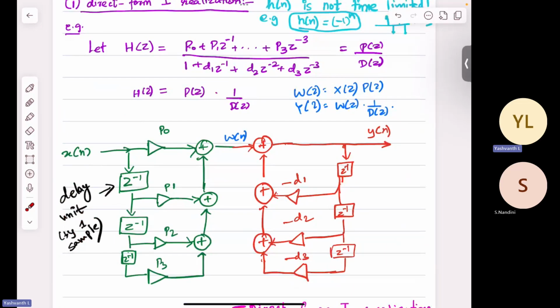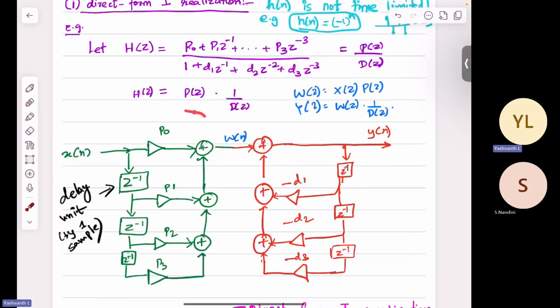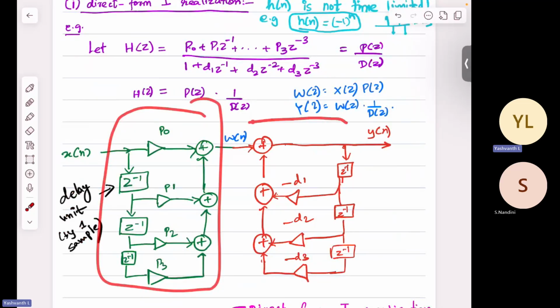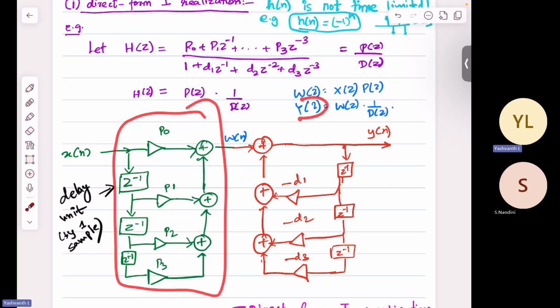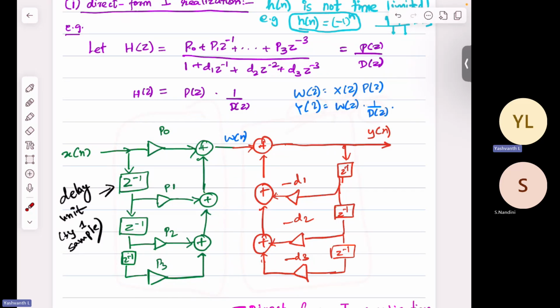And now, basically, the question is, how do I implement this structure? The crux is that you need to implement two different structures: W of Z equals X of Z into P of Z, that is this structure, and Y of Z equals W of Z into 1 by D of Z, that is this structure. We will see an example of why it should come like this.